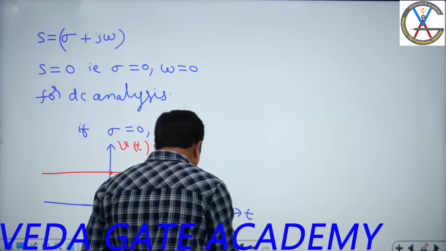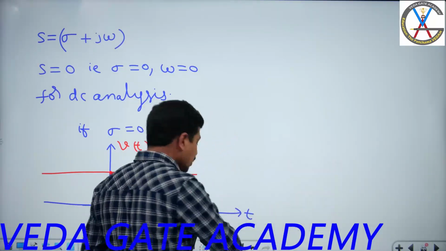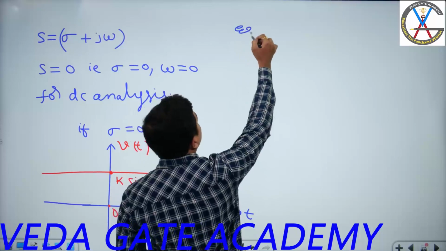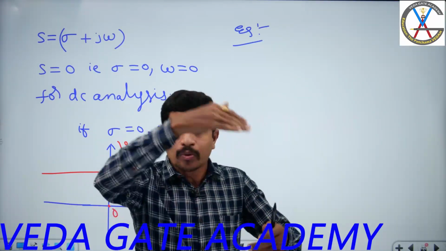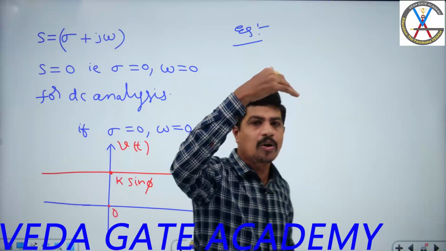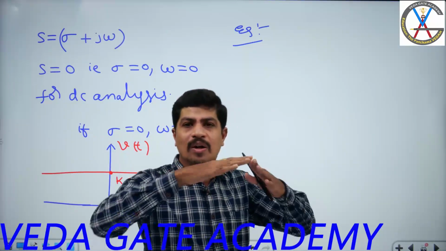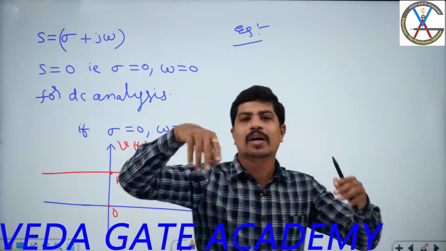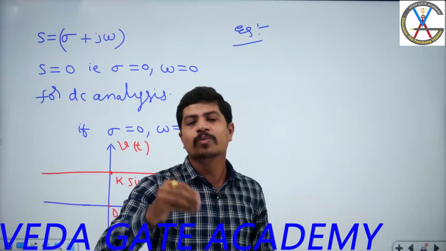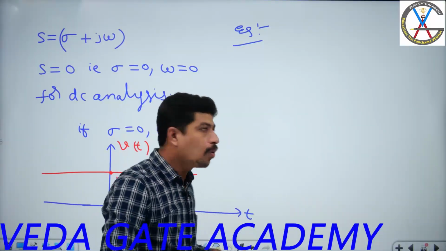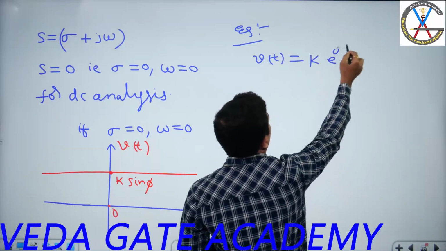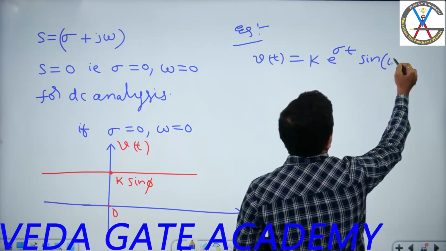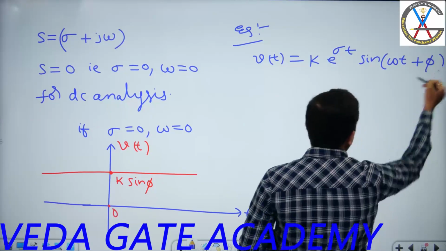Now, come on here, sir. I want pure AC. What does it mean by pure AC? See, AC means alternating current, but I want the magnitude to remain the same. Means positive peak and negative peak should be constant. It is varying with respect to time, but positive peak and negative peak should be consistent with respect to time. I want that. What to do? V of t is equal to what we take: k into e power sigma t into sine of omega t plus phi.